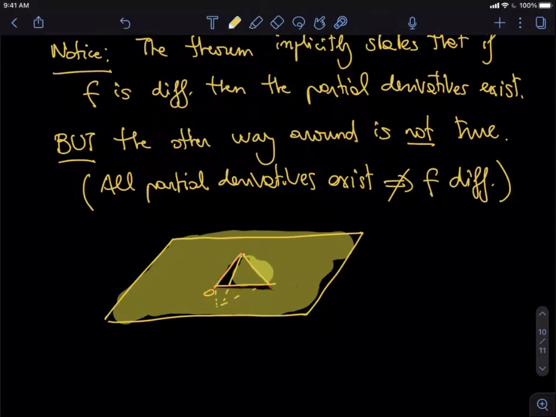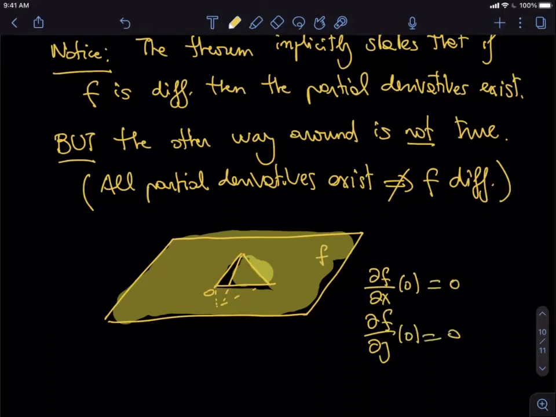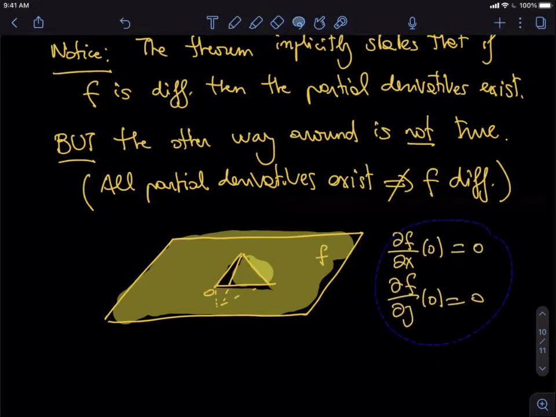And if you take the derivative, this is your f somehow. If you take the derivative with respect to x and the derivative with respect to y, both are going to be 0. Okay, do you see why? Because along these lines, the function is constant. But if you would take a different line, then you would see that there is a discontinuity.